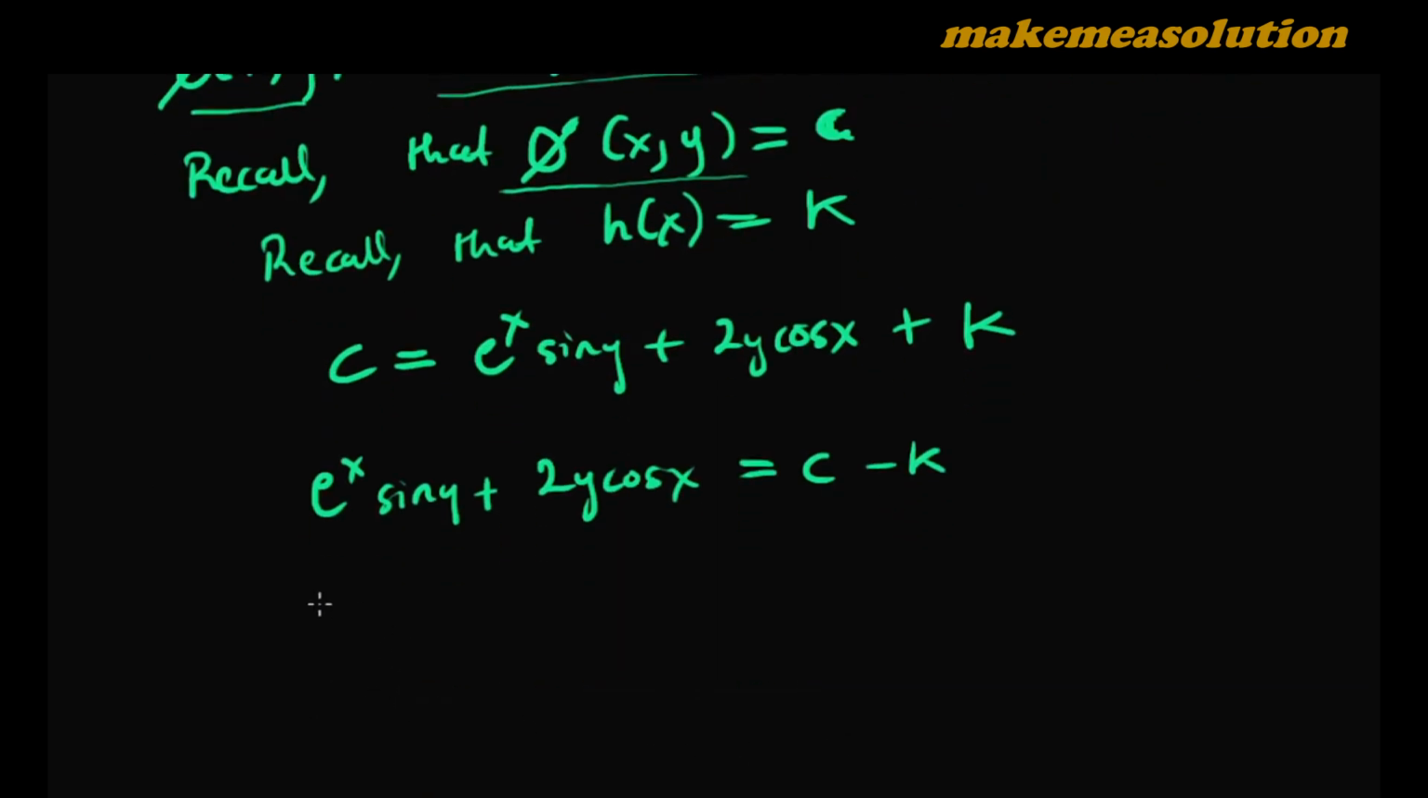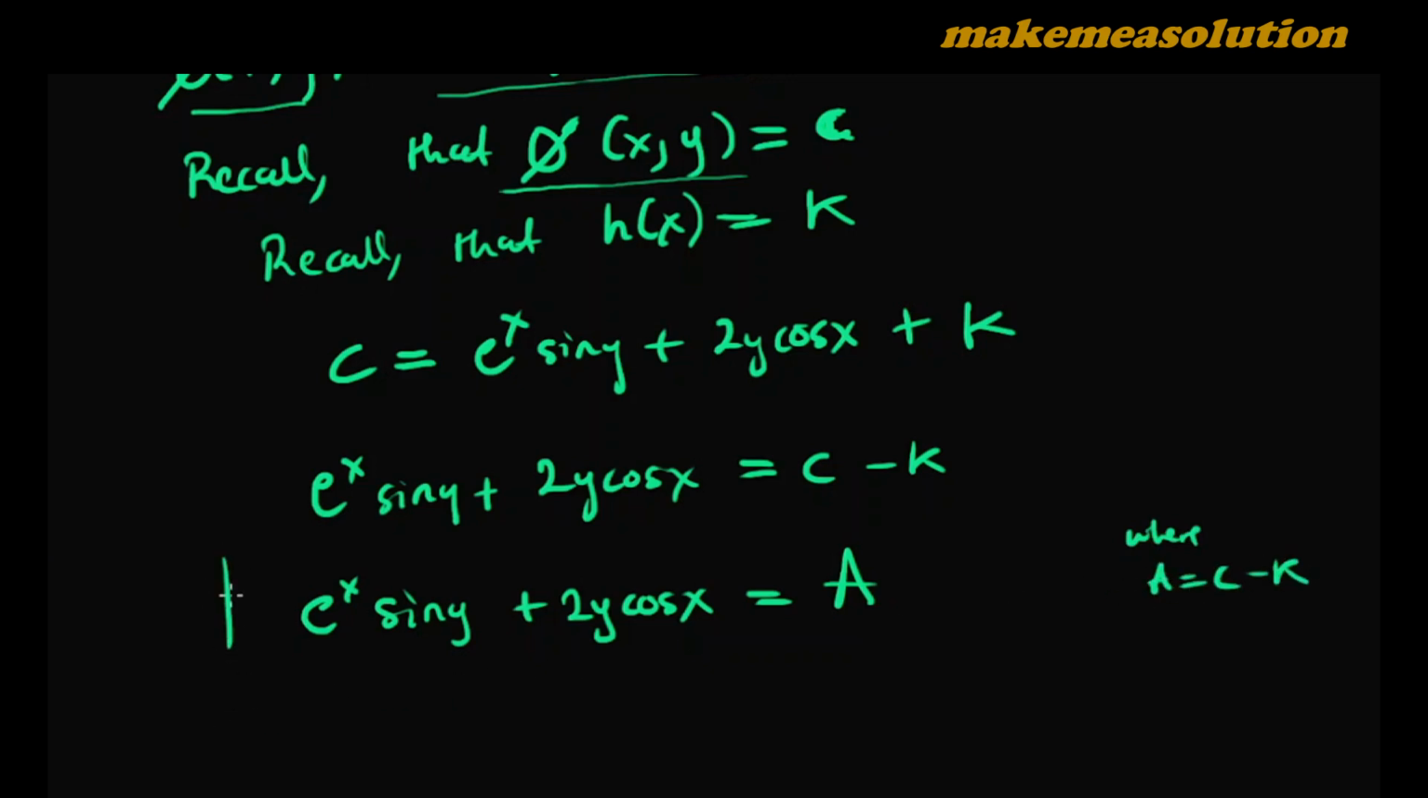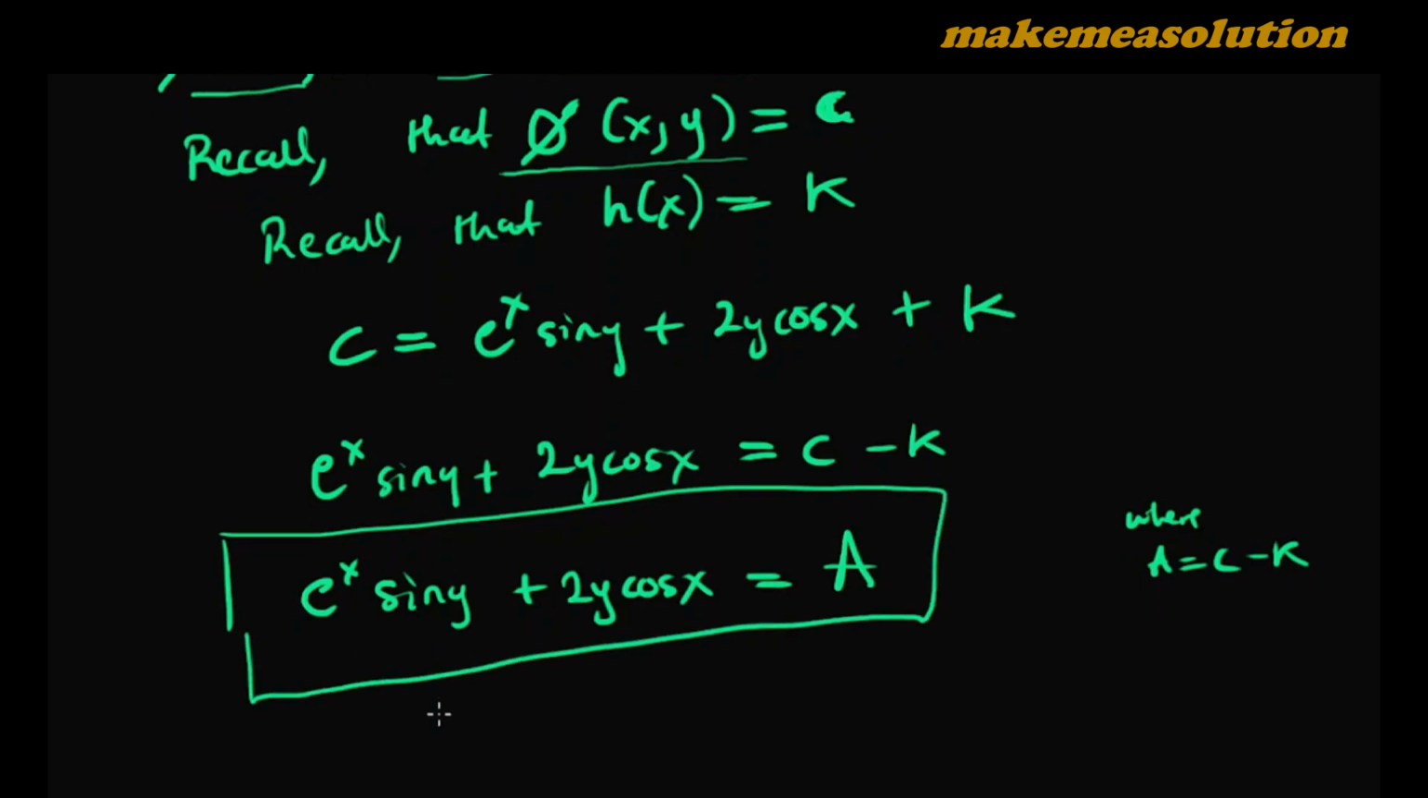And finally, exponential x sine y plus 2y cos x is equal to, let me say, c minus k, which is another arbitrary constant, so where a is equal to c minus k. Okay, so this is now your final general solution. This is the general solution.